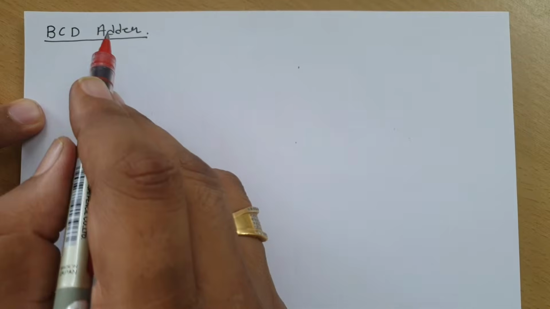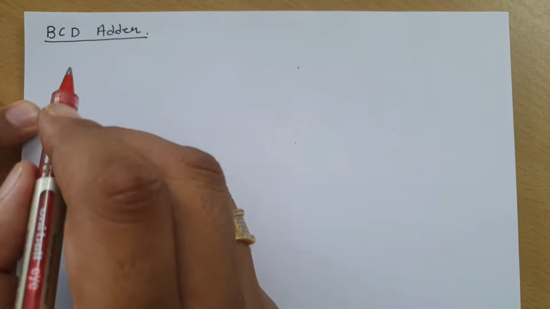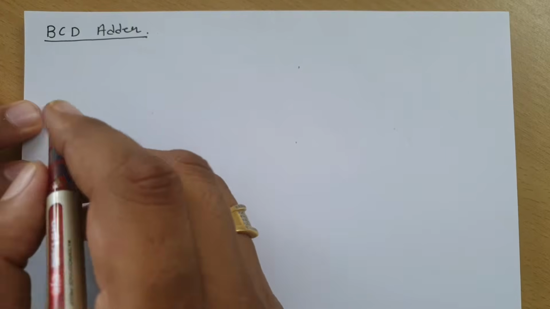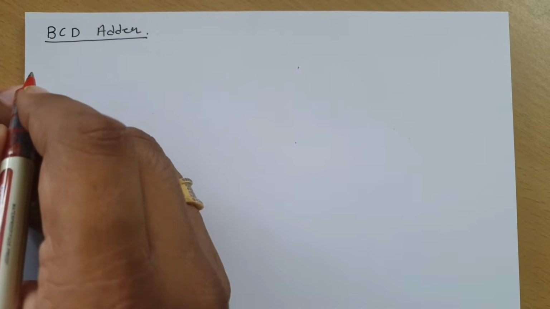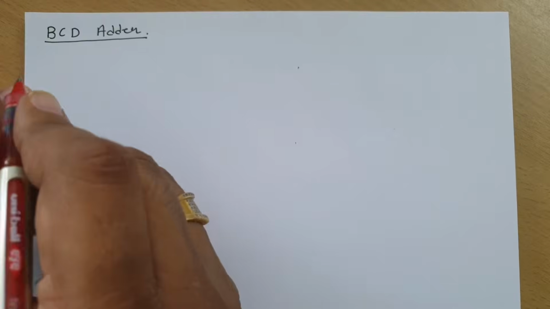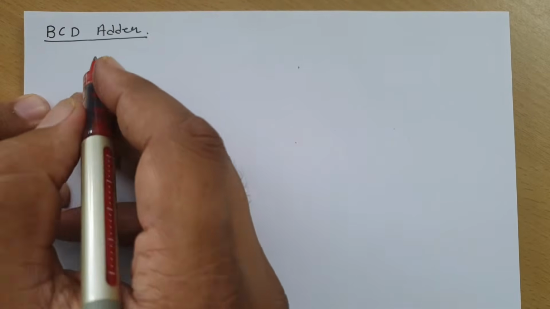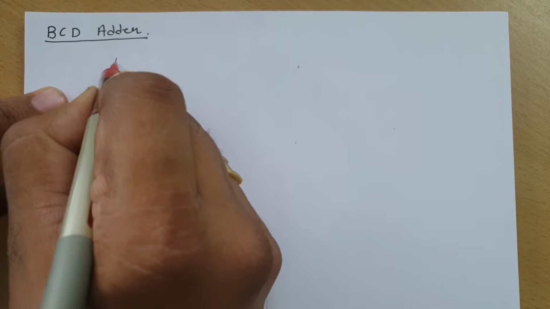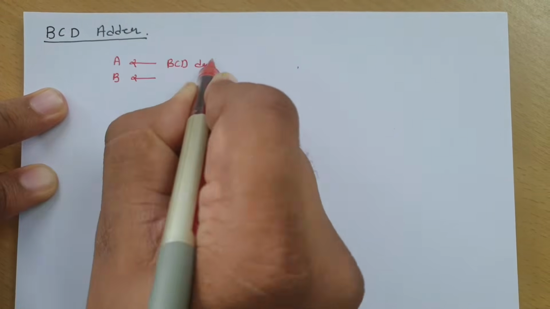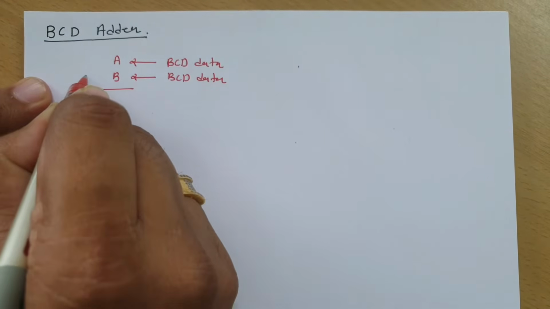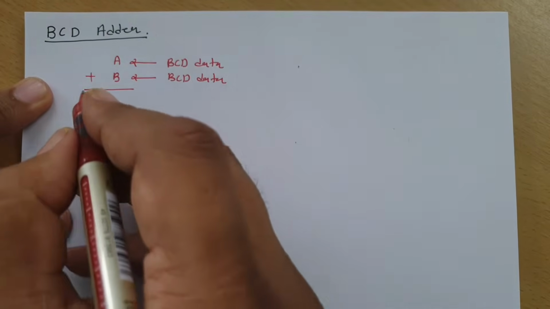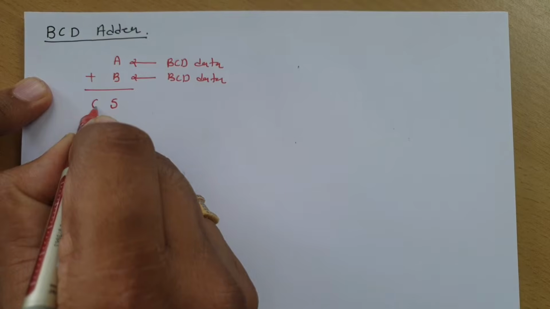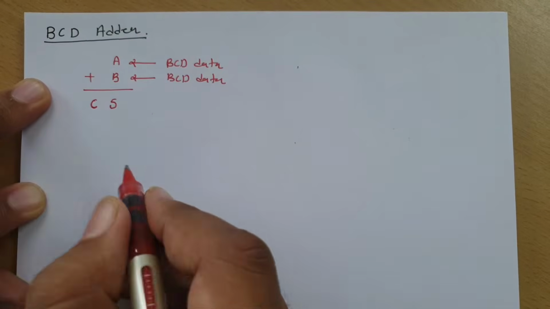So, to understand the BCD adder circuit, first we need to understand how BCD addition happens. When we talk about BCD addition, there are some basic rules that we need to understand. If we have BCD data A and B, and you add these two, then there will be a sum and there will be a carry.